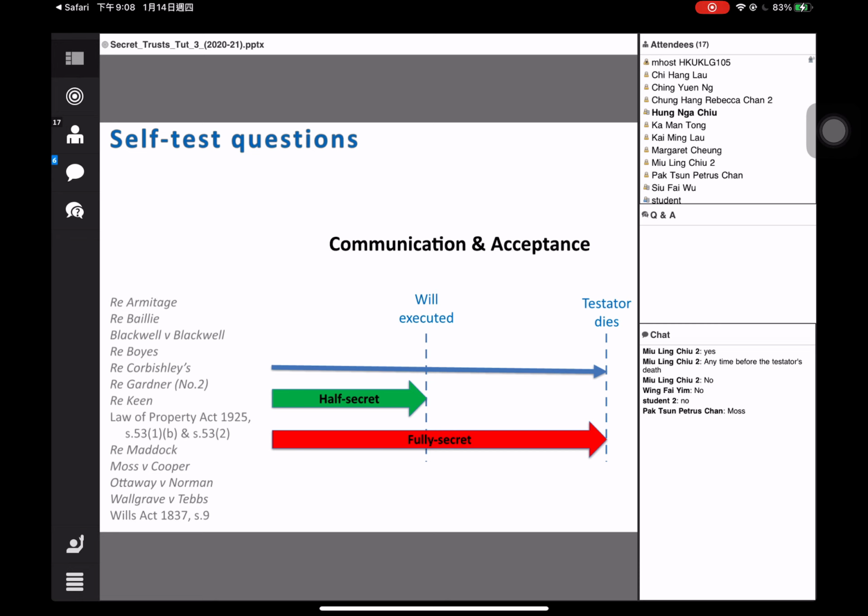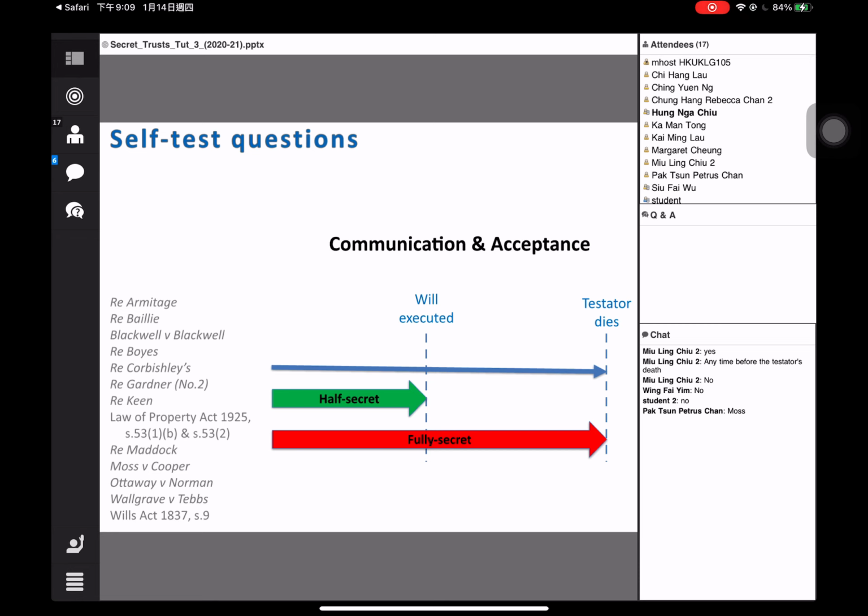So if you don't say anything, your silence can be deemed as acceptance through acquiescence. So if you don't want to be a secret trustee, make it clear. You need to be expressly clear that you do not want to be, because if you remain silent, you may be regarded as having accepted.